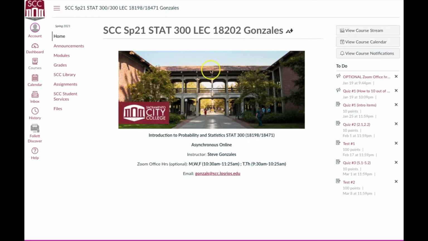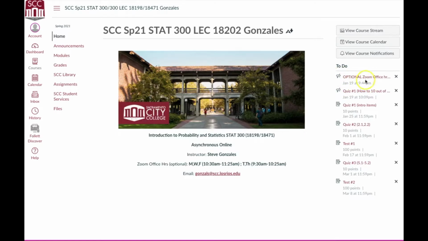Okay, so this is our home page, which is in Canvas. Let's just look around this home page. Some nice things to look at, first of all, is the to-do list over here. And these little speakers just mean announcements that I've kicked out to you.